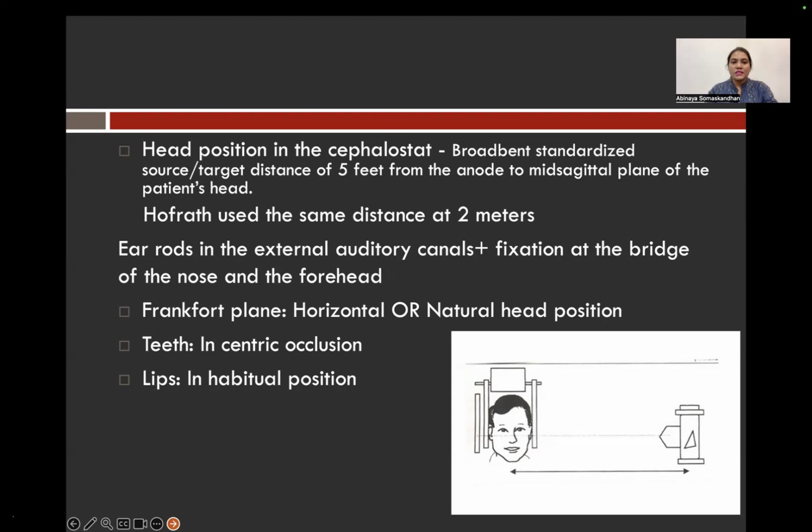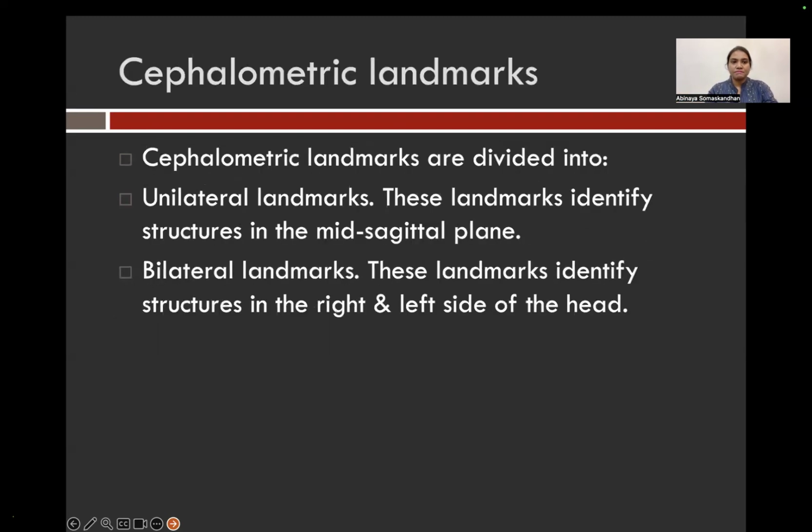The ear rod has to be inside the external auditory canals, and there should be a fixation made at the bridge of the nose and the forehead of the patient. The head has to be aligned such that the Frankfurt plane or the horizontal plane or the natural head position should be parallel to the floor. The teeth have to be in proper centric occlusion and the lips in a habitual position.